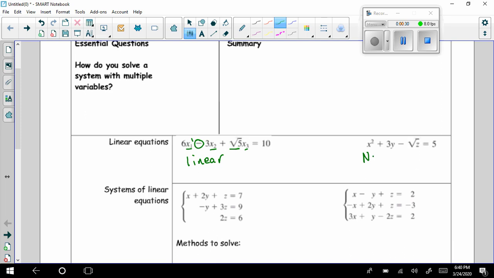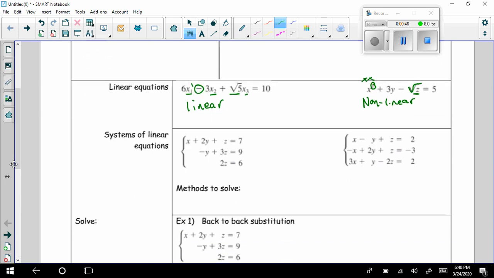Whereas this one is nonlinear, because you have a variable underneath the radical symbol, and because we have the product of two variables together, which is not allowed in a linear function or equation. And so just recognizing those facts when we're identifying if a system is a linear system or a different type of system, because that will affect the possible answers.